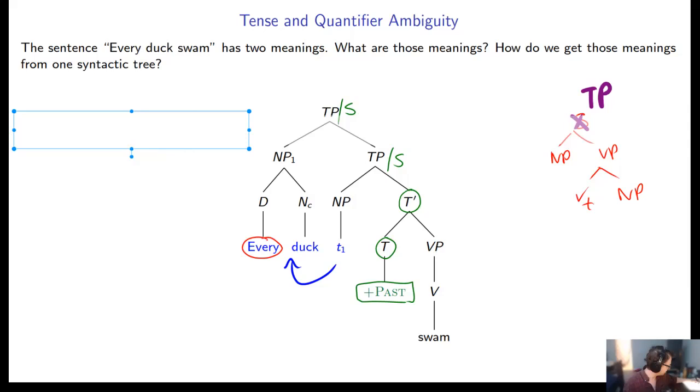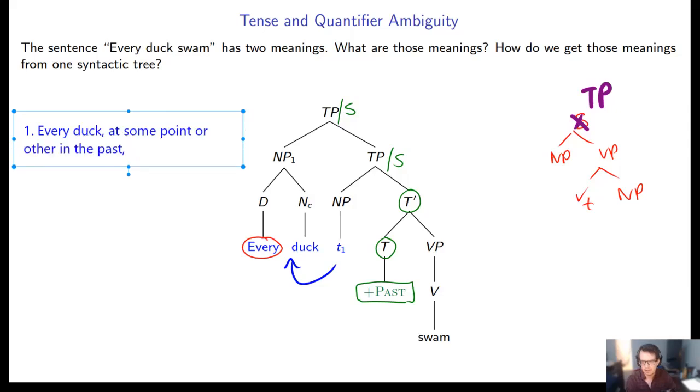One meaning is that every duck at some point or other in the past swam.